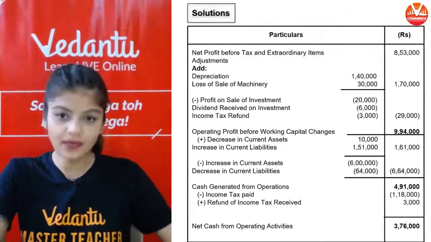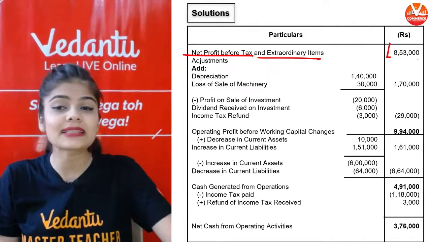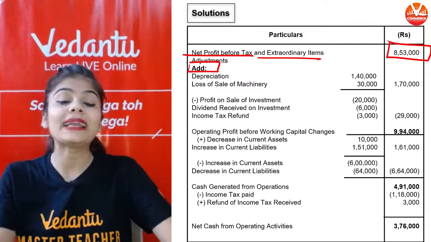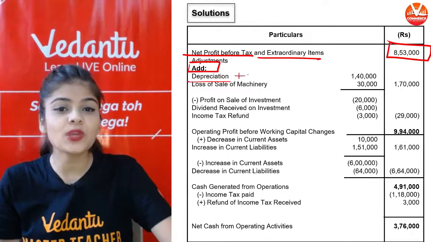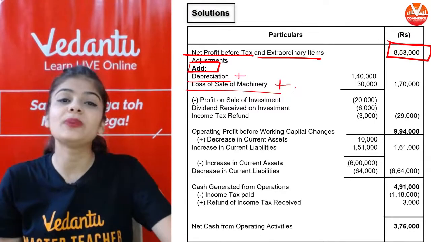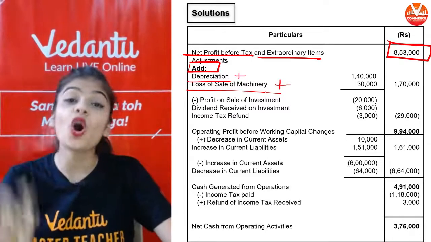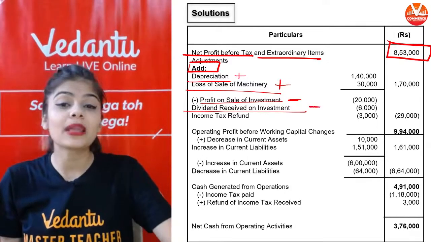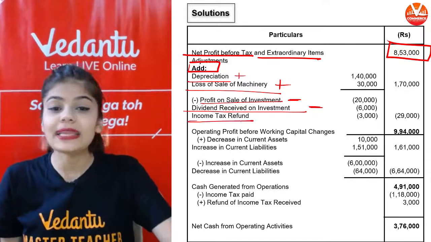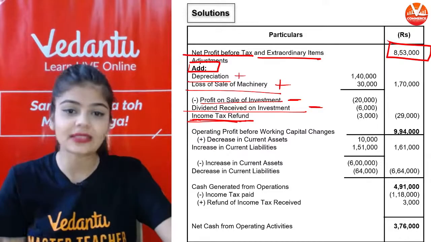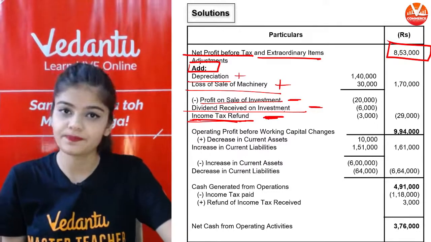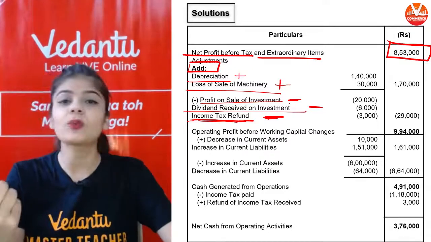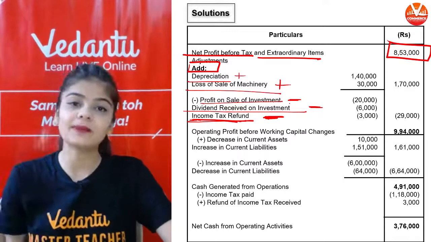So let's see our answer. You can see your net profit before tax is 8,53,000. We have calculated this. Now we will add non-operating and non-cash expenses. So depreciation will be added. Loss on sale of machinery will be added. And we will subtract non-operating income. So profit on sale of investment minus, dividend received on investment minus, and as I have told you, income tax refund, first you will subtract it. So we are adding depreciation and loss on sale, and we are subtracting profit on sale of investment, dividend received on investment, and income tax refund.